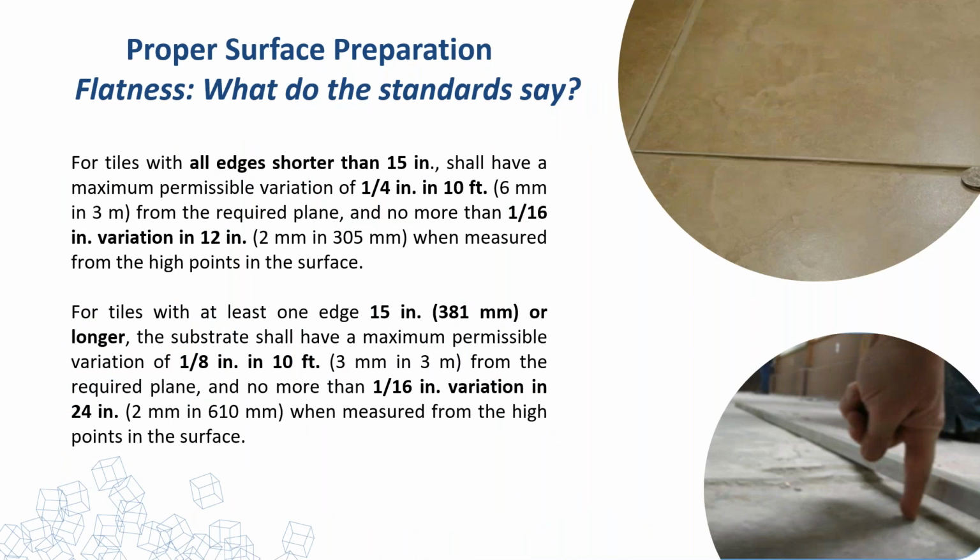Again, we're talking about substrate tolerances or flatness. For tiles with all edges shorter than 15 inches, the substrate should not be out of tolerance more than a 1/4 inch in 10 feet, or a 16th of an inch in 12 inches, a foot. For tiles larger than 15 inches, it's an 1/8 of an inch in 10, twice the tolerance, a 16th of an inch in 24 inches. That's measured from the highest point in the floor.